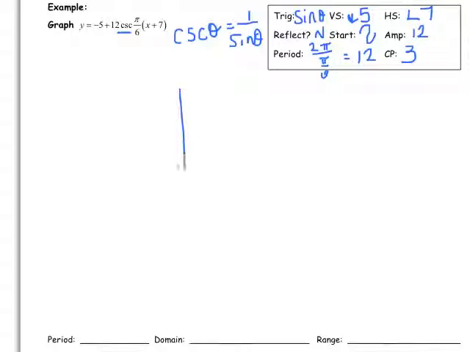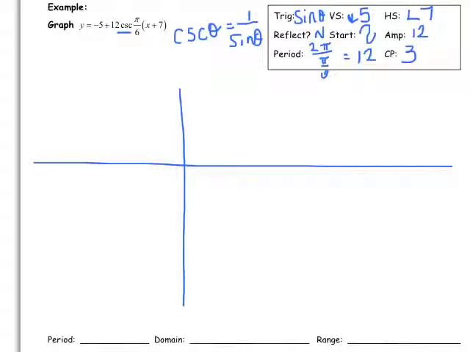So if I move left 7 and down 5, I need to start at -7. I'm going to add 3, I get to -4. Add 3, I get to -1, 2, and 5. This is the first cycle. 8, 11, 14, 17. This is my second cycle.